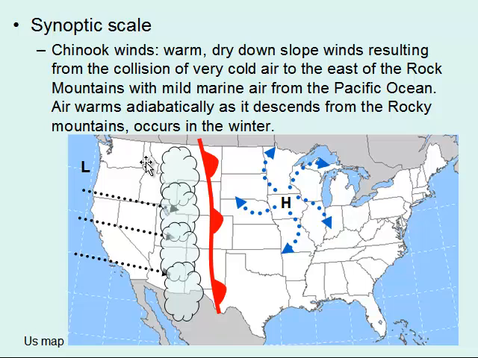We can also have synoptic scale winds, so things like Chinook winds, those warm, dry, downslope winds that result from cold air to the east of the Rockies combining with mild marine air coming from the Pacific. We end up having that air warming adiabatically as it descends from the Rocky Mountains, and it produces these kinds of weather patterns that you see here, and this usually occurs in the wintertime.